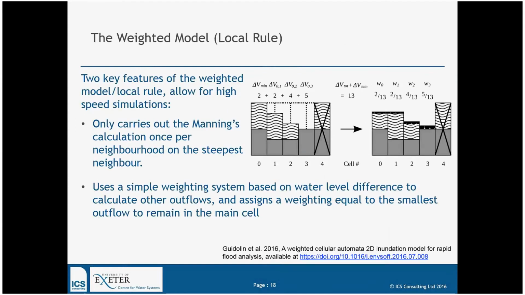So we have a weighted model. This local rule uses the Manning formula only once on the steepest neighbor, and then it uses the water level difference on each of the other neighbors. And it also critically leaves a small proportion of water in the main cell to try and counteract this oscillation, so it's equal to the smallest outflow.